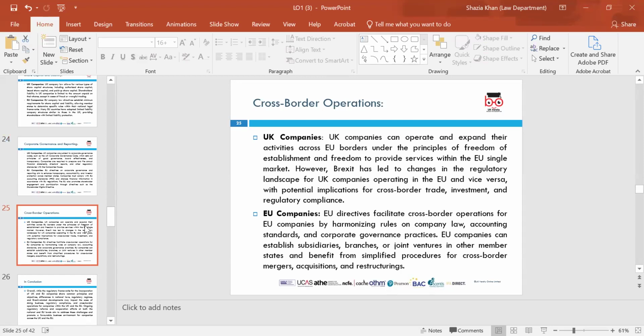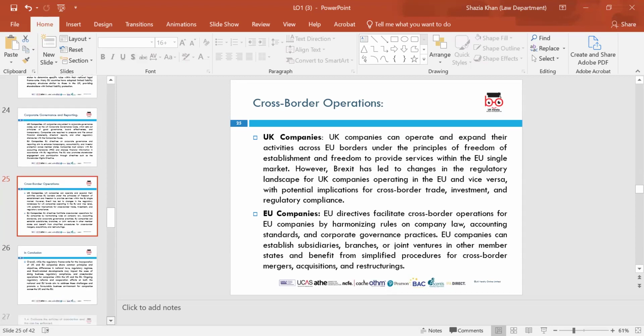For cross-border operations, UK companies can operate and expand their activities across EU borders under the principles of freedom of establishment and freedom to provide services within the EU single market. However, Brexit has led to changes in the regulatory landscape for UK companies operating in the EU and vice versa, with potential implications for cross-border trade, investment, and regulatory compliance.